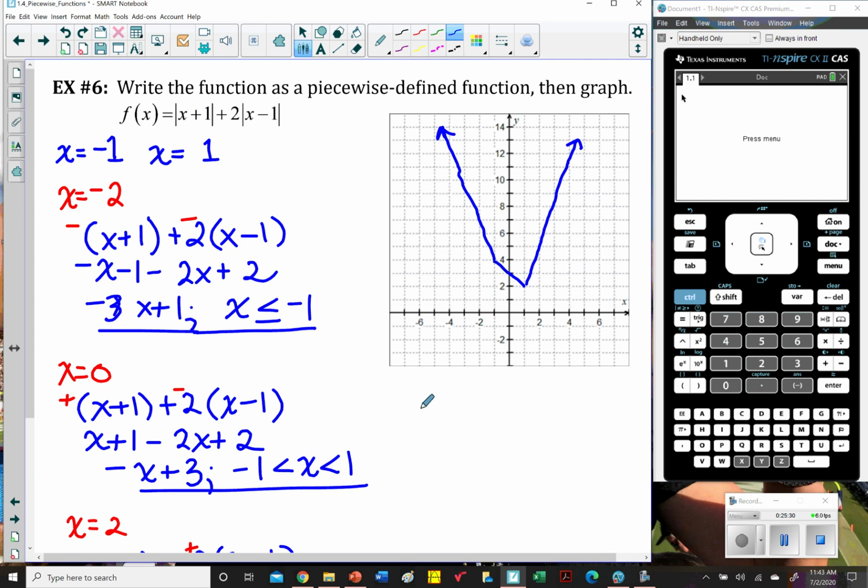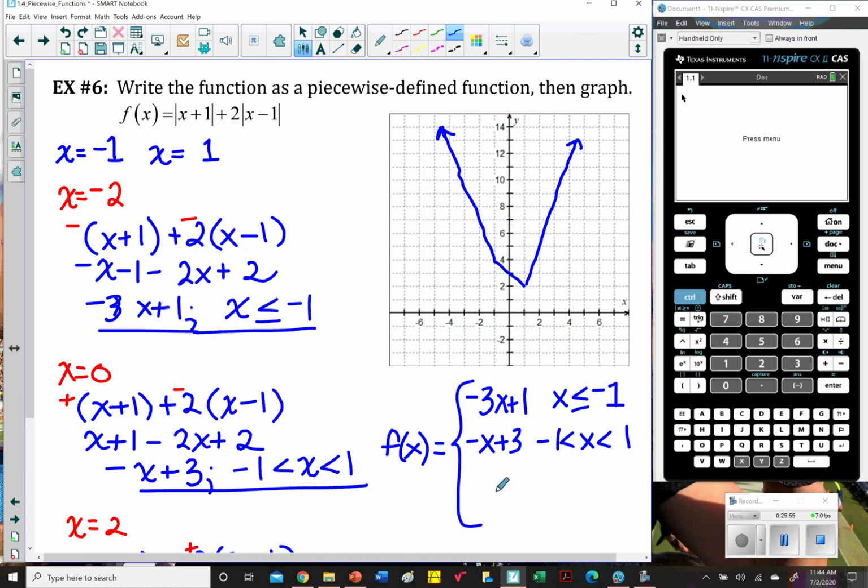So to write the piecewise function for f of x would look like 3 pieces: negative 3x plus 1 for everything less than or equal to negative 1, negative x plus 3 for the open interval between negative 1 and positive 1, and then 3x minus 1 for all the values greater than or equal to 1. I hope you got the same results I did.